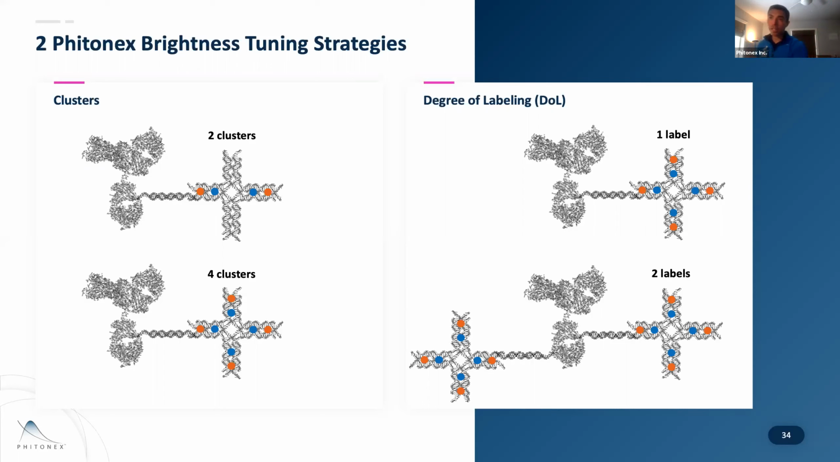The other one is this notion of degree of labeling, where you can actually change the degree of labeling. What we've found for the conjugation kit is the best degree of labeling is about 3-to-1, and that seems to produce antibodies that are really optimal in terms of their brightness. We went out and vetted a number of these conjugation kits, and some were a heck of a lot better than others. We ended up partnering with someone who created one that we really liked. It had low hands-on time, and you could be using the antibodies tomorrow.